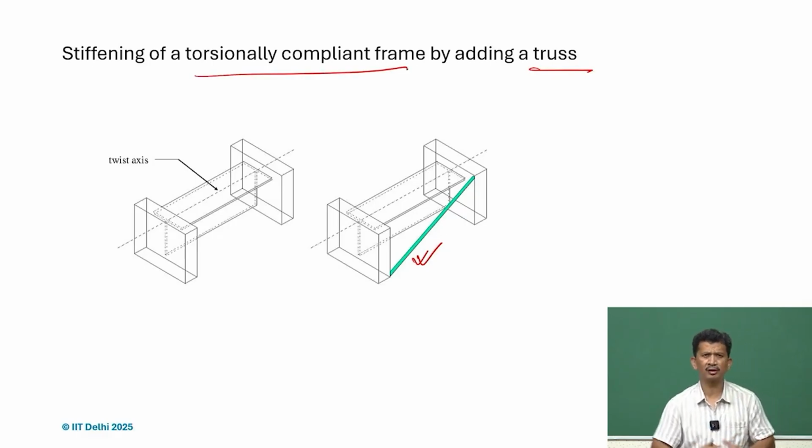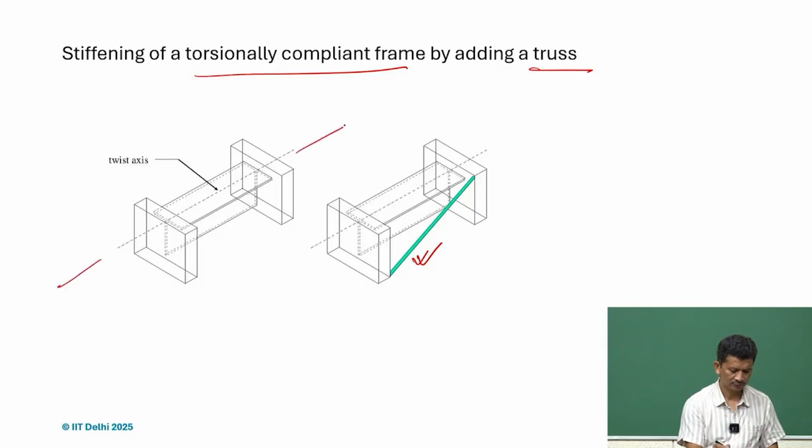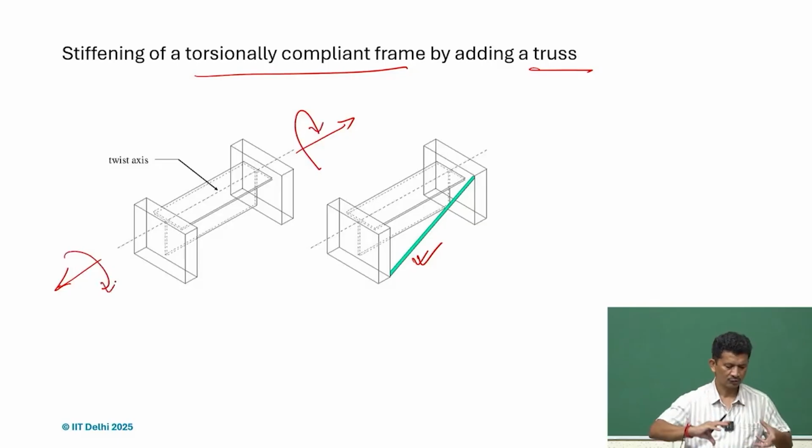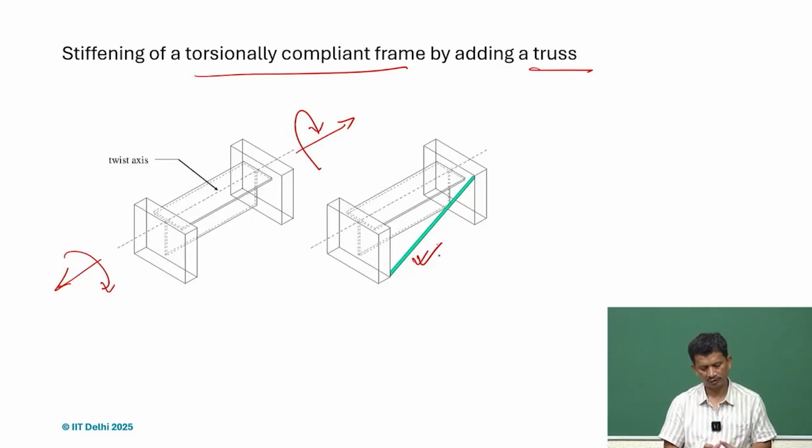So these are torsionally compliant if you apply a torsional load. If you try to twist it, it can twist very easily. But the moment we add the bar, we can stiffen, because then it will restrict that deformation, and therefore we can achieve higher rotational stiffness.